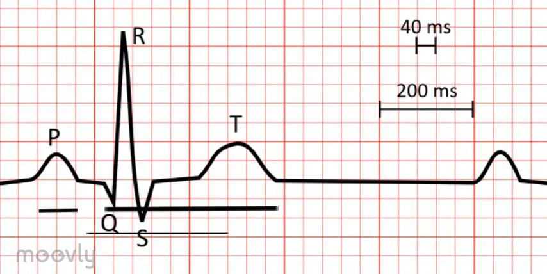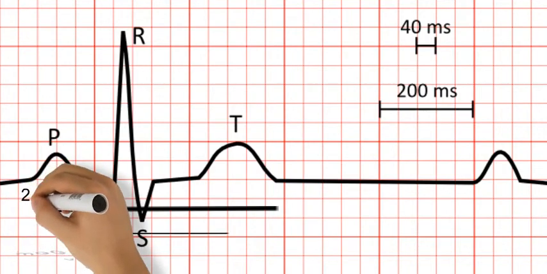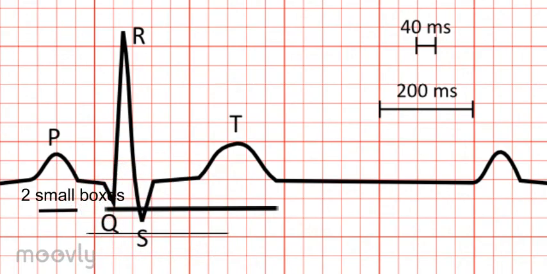The ECG trace on the screen has a P interval of 2 boxes, 2 small boxes. We know that one small box is 40 milliseconds. That means 2 small boxes is 80 milliseconds. We also know that for a normal person, the P interval should be less than 120 milliseconds. That means this individual has a normal P interval.